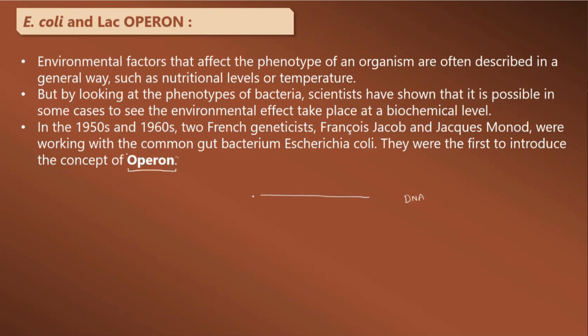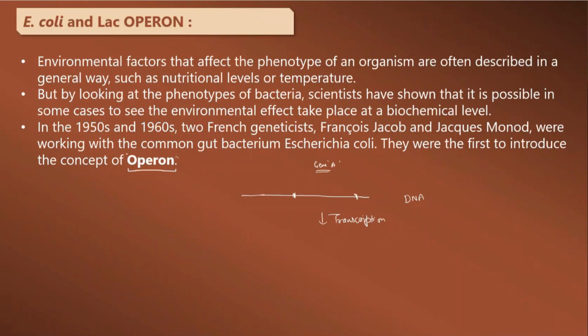On that DNA, let's say we have a gene. This is our gene, gene A. This is the gene which we want to express, or the cell or the system wants gene A to express itself. That part of DNA which has to perform transcription is called the transcription unit.